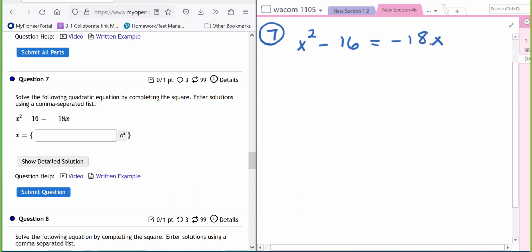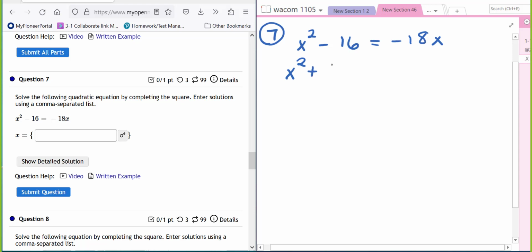And they're just telling us now to complete the square. We don't have to show the number that we're adding to both sides. It does have a leading coefficient of 1, so we don't have to divide out. But the trouble is the 16 should be on the other side, and the 18x should be on this side. The x terms should be on the same side, so we're going to move that around.